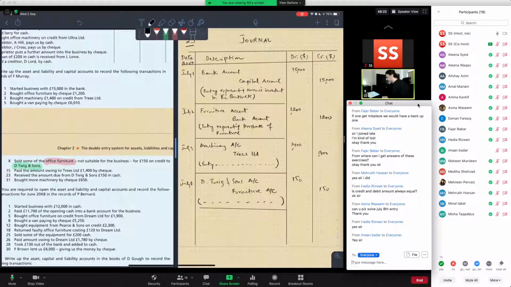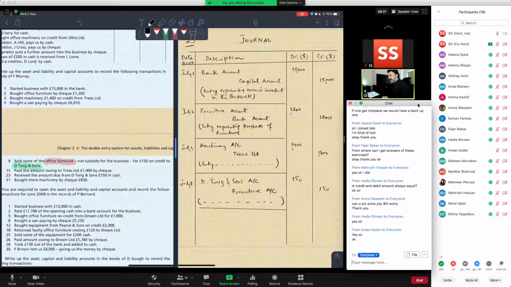Okay. So I'm going to call out the remaining entries one by one. So already you can see on the screen, let me clear the check marks. Okay. So the July the 5th transaction, bought a van paying by check. We debit the van account and we credit the bank account.